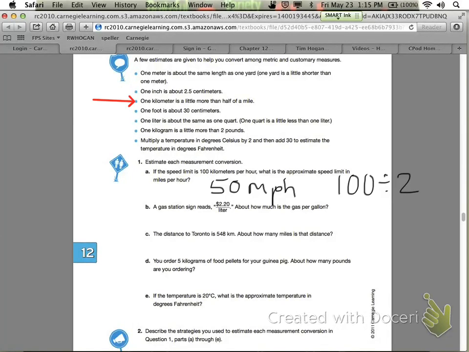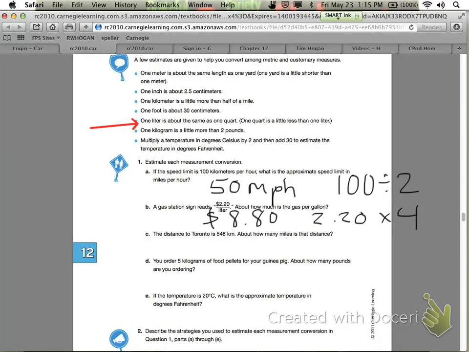So let's take a look at letter A. If the speed limit is 100 kilometers per hour, what is the approximate speed limit in miles per hour? You can see I have the third bullet point arrowed. 1 kilometer is a little more than half a mile. So you're going to take 100 divided by 2 to give you 50 miles per hour.